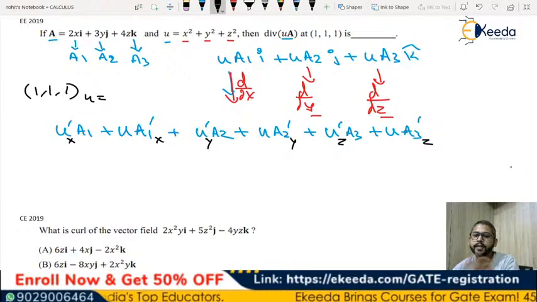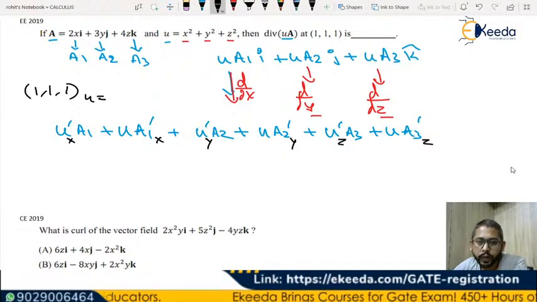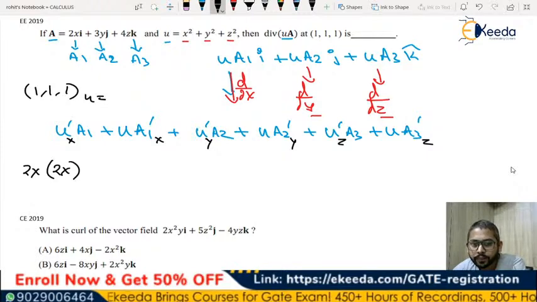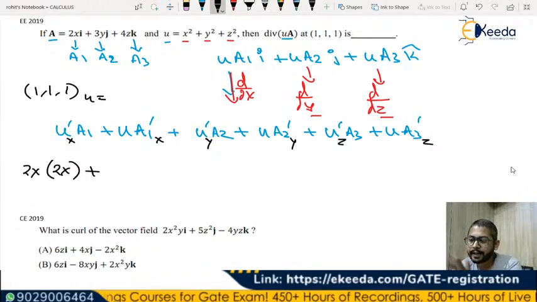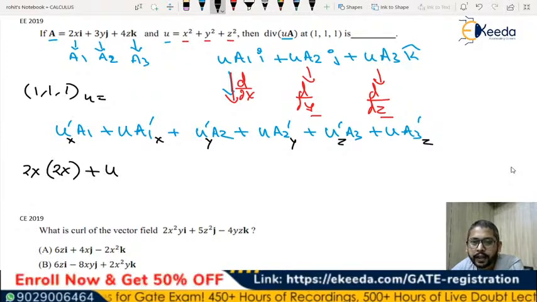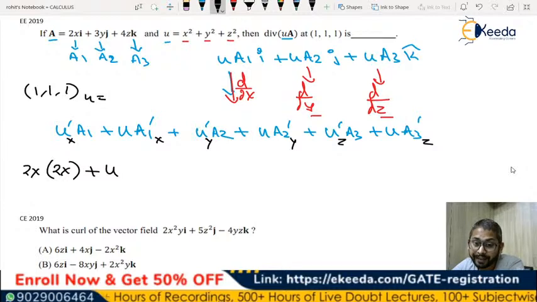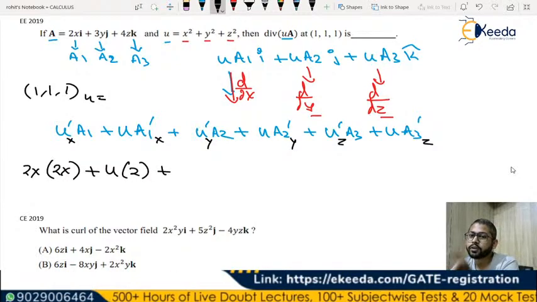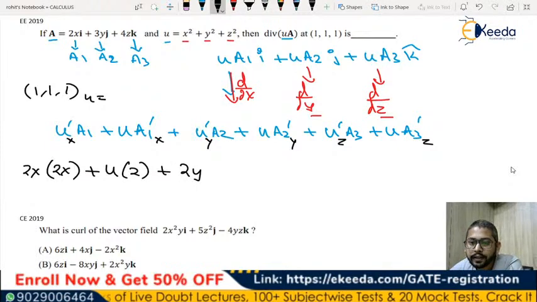So u differentiated in terms of x will be 2x. 2x into a1. What is a1? It is 2x. Plus u. I'm writing u as it is. U into a1 dash. What is a1? 2x. Differentiated in terms of x will be 2. Correct? U dash in terms of y will be 2y into a2. What is a2? 3y.